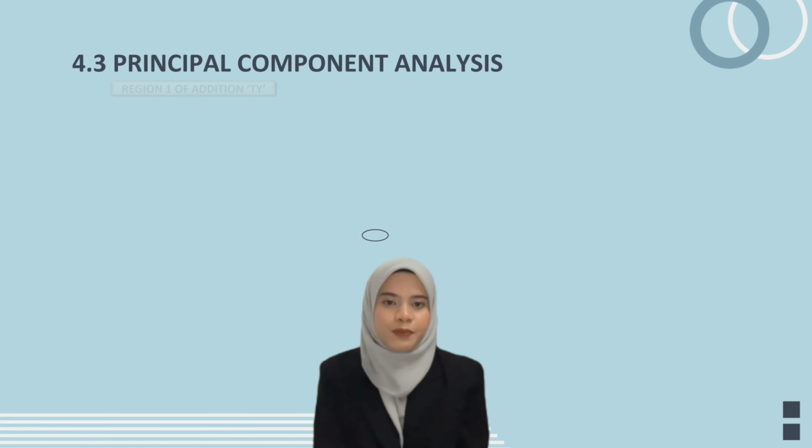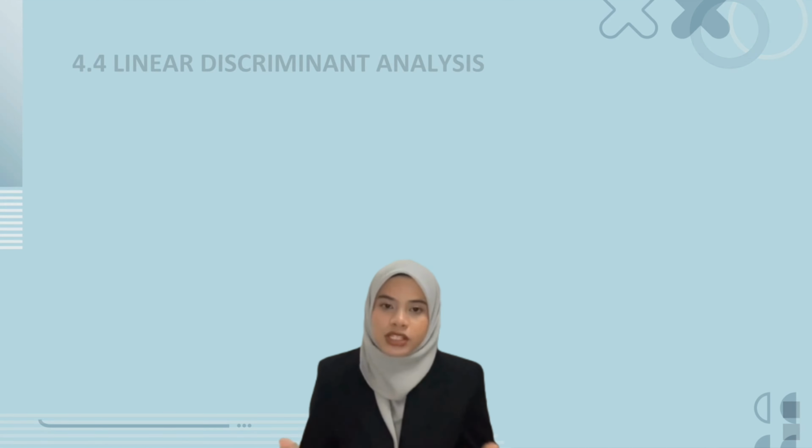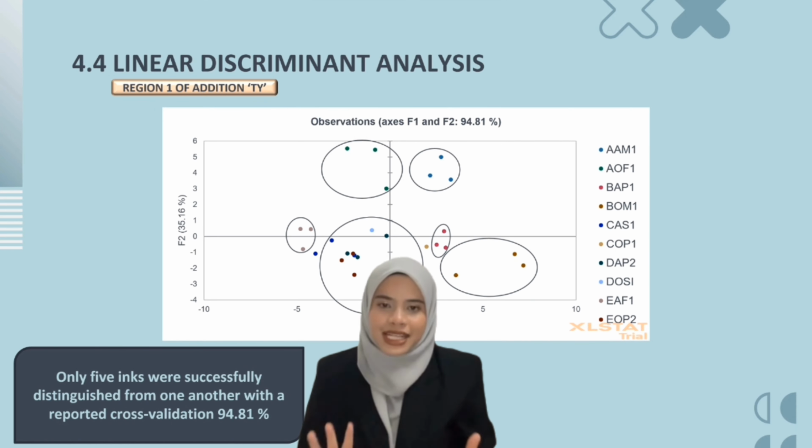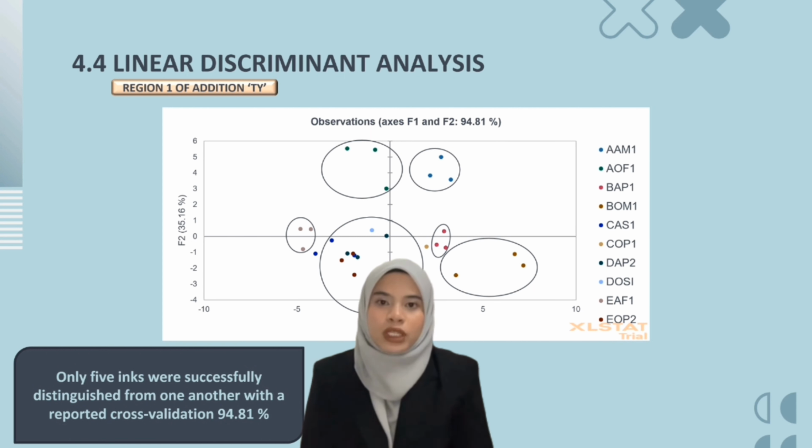The testing model of PCA and LDA was then used to characterize all the origin and altered ink. This figure demonstrated only 3 well-resolved clusters, accounting for 69.8% of the total variance. On the contrary, most of the ink did not exhibit clear clustering. At this particular point, PCA may not be sufficient. Then LDA was carried out to resolve the issue. There were 6 clusters in this figure, with a cross-validation of 94.81%. One of the clusters might comprise ink with the same formulation or from the same ink.